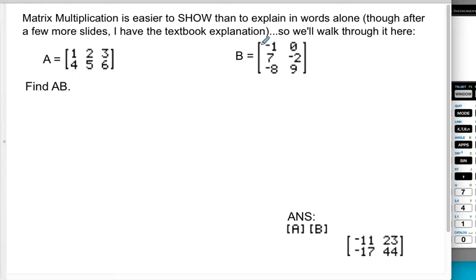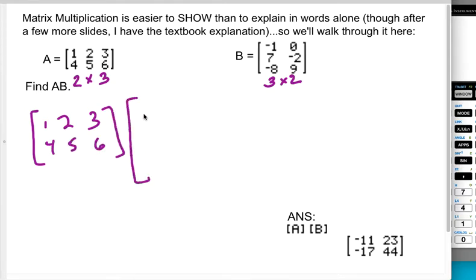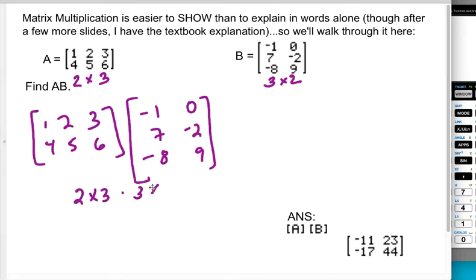So we're going to do A times B. A is a 2 by 3 matrix, and B is a 3 by 2 matrix. So when we do A times B, that's going to look like this: 1, 2, 3, 4, 5, 6 times -1, 0, 7, -2, -8, 9. So this is a 2 by 3 times a 3 by 2. The inner dimensions have to match, so I'm okay to do matrix multiplication, but my resulting matrix is going to end up with the outer dimensions.